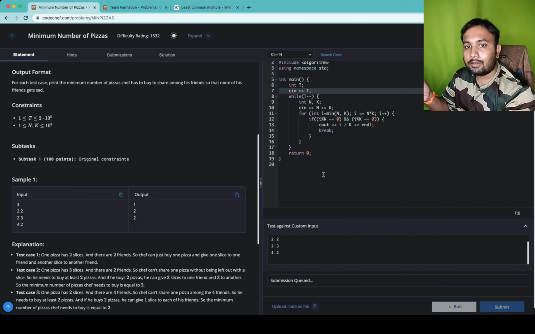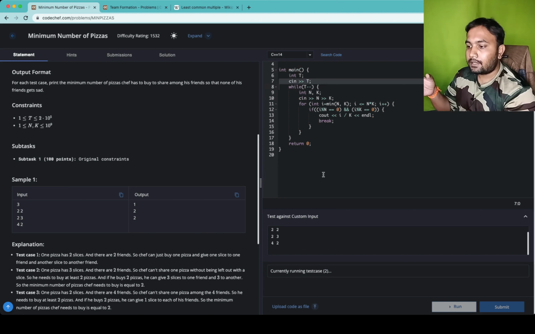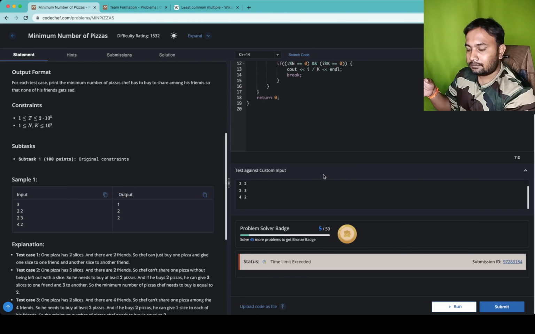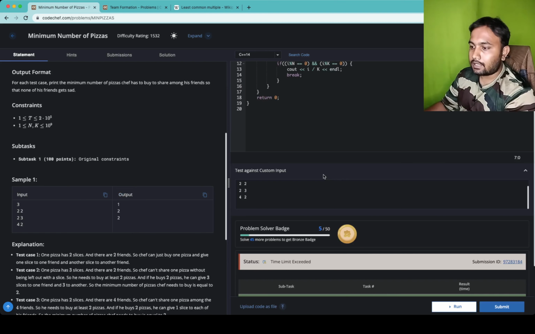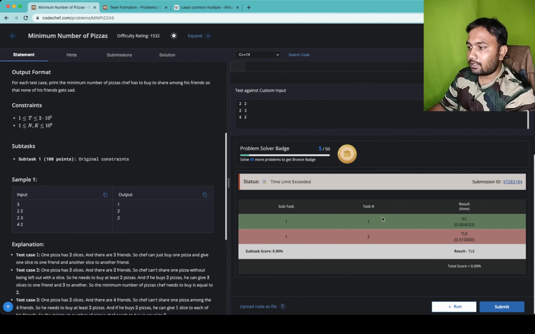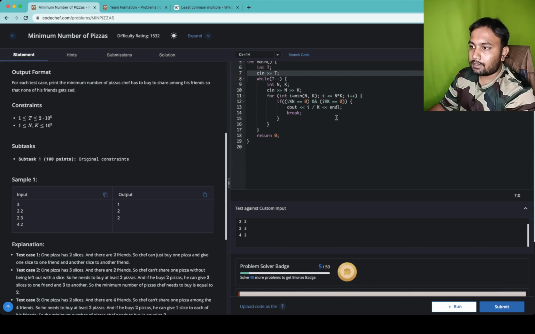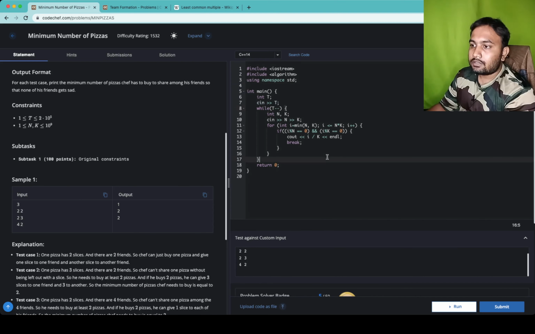So this is a very brute force approach to find the LCM, right? And that's not going to work. So as you can see, the time limit is exceeded. Only one of the tasks got cleared, but the rest of the tasks did not. So now how do we solve it in a better way, right?